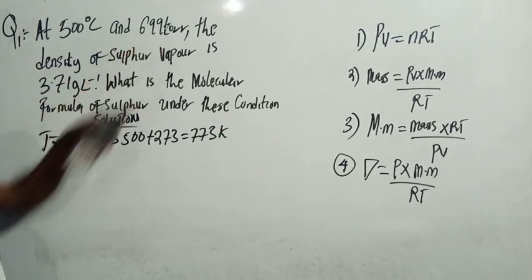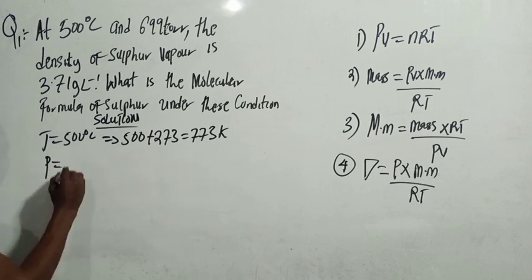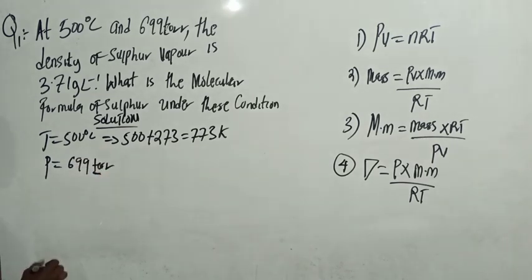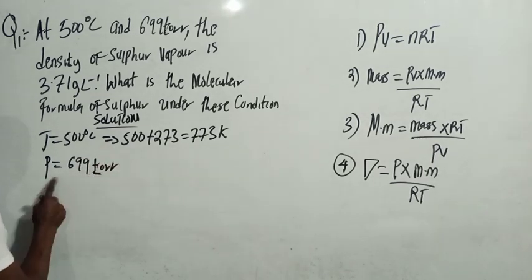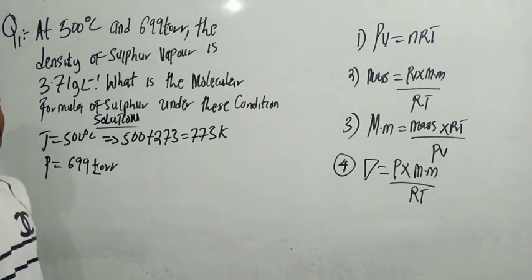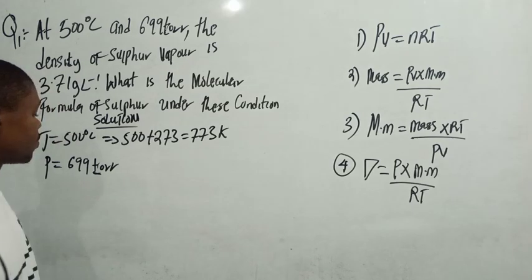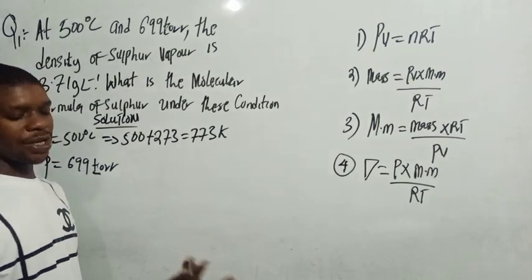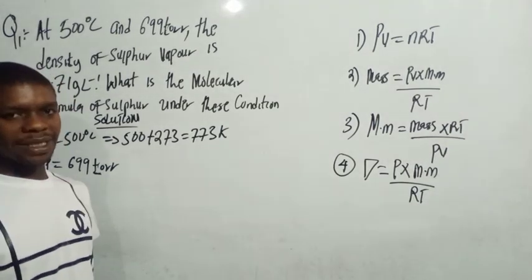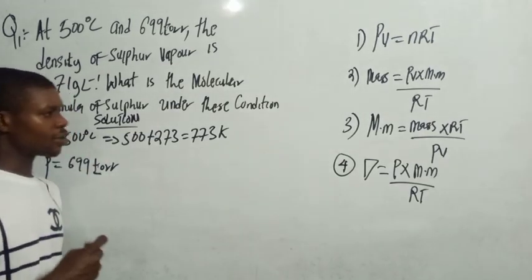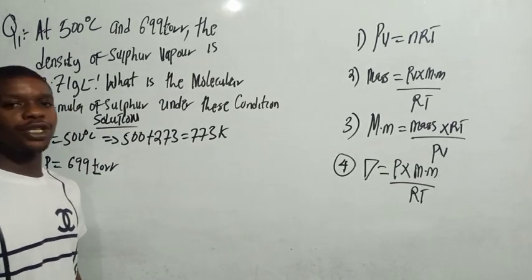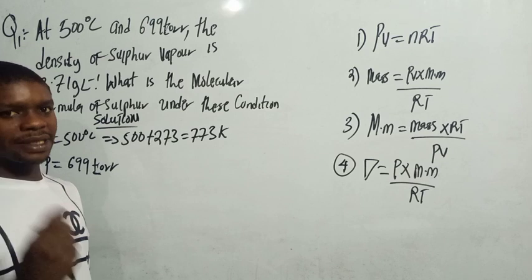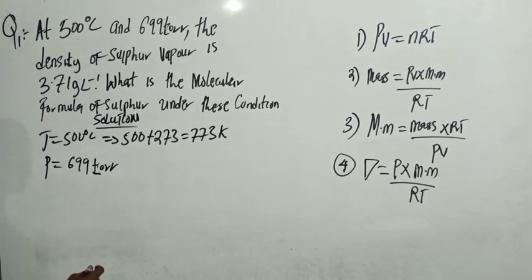Next thing you want to look at is the pressure. Here we have 699 torr, right? And you must convert it. Pressure must be in ATM. Pressure can be measured in millimeter mercury, torr, Pascal, or kilopascal. But when it comes to the ideal gas equation, the unit of pressure must be in ATM. So whatever unit is given, you need to convert to ATM.